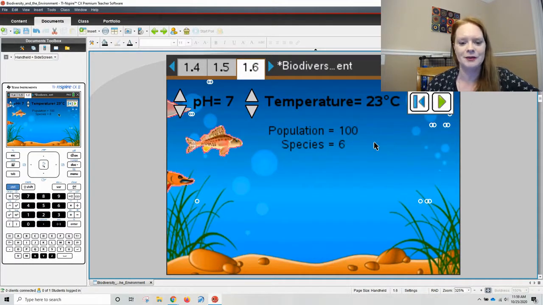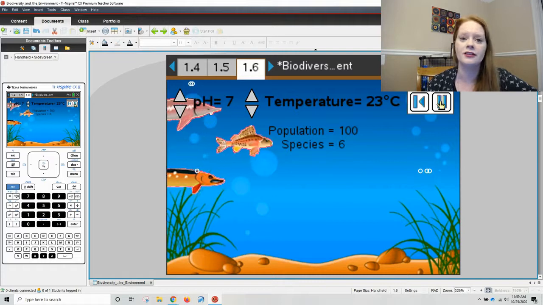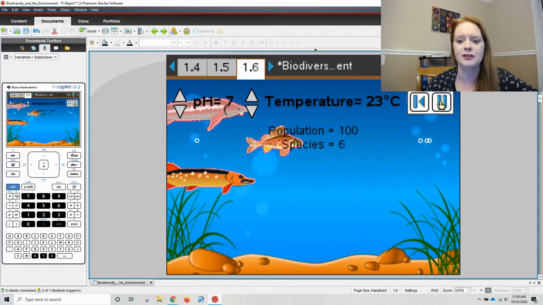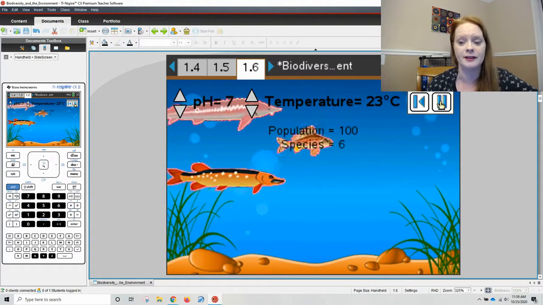And so in this simulation, we have our aquatic ecosystem. Our pH is 7, and our temperature is set at 23 degrees Celsius as the default. And we see that our population within our lake is at 100, and our species is 6. And so that's where we start. And if we hit play, we can see that our fish are swimming around, our 6 different species, and we have about 100 of them right here.